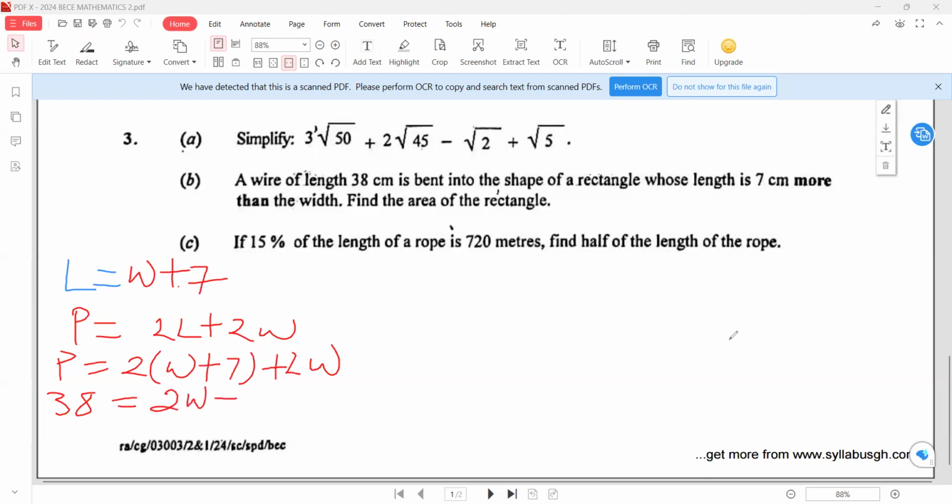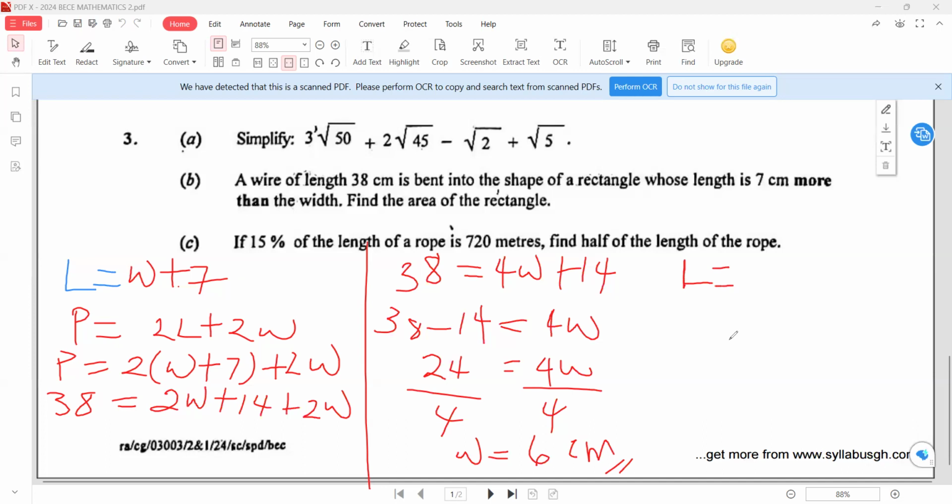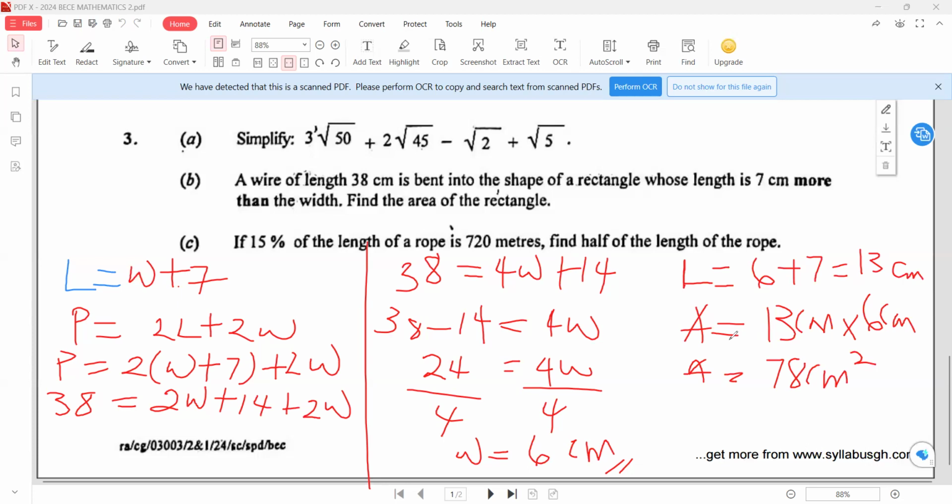So 2W plus 14 plus 2W. Proceed from here. 38 should be 4W plus 14. So 38 minus 14 is 4W. So 24 is 4W. Divide by 4, divide by 4. W is 6 centimeters. And the length is going to be 6 plus 7, which is 13 centimeters. So now I can find my area, which is length times width. Quoting the formula is not necessary. 13 cm times 6 cm, and that is 78 centimeters squared as our answer.